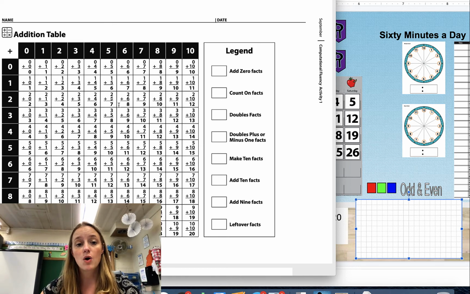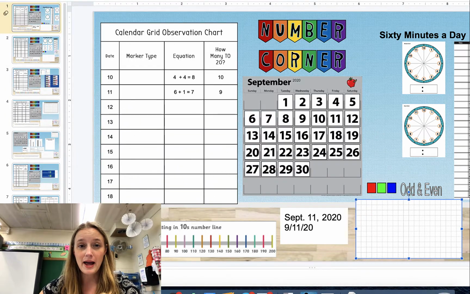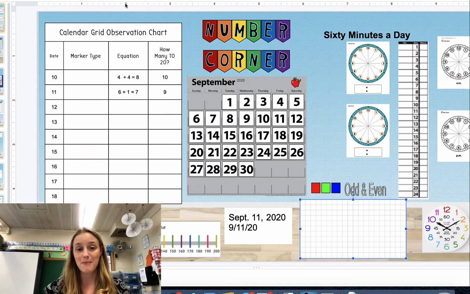Okay, so today it's just to look at this table, and we're going to really be focusing today on scouting out zeros and ones. Okay, that's all we're going to work on. So today you're going to be working on this page in your book, but I'm going to teach you a little bit about the rules for adding 0 and 1.